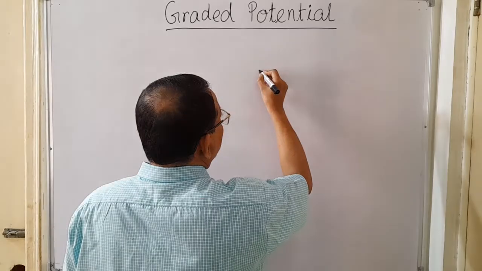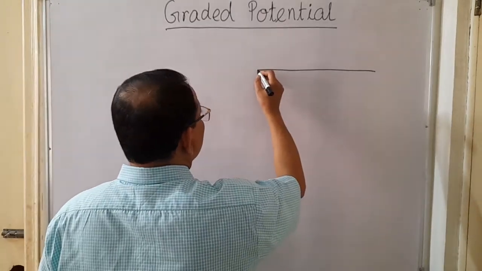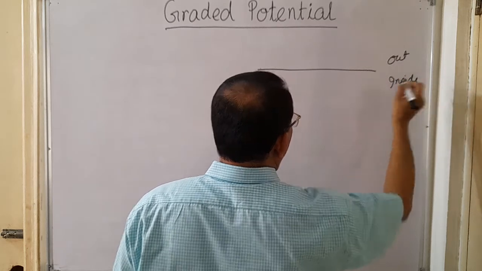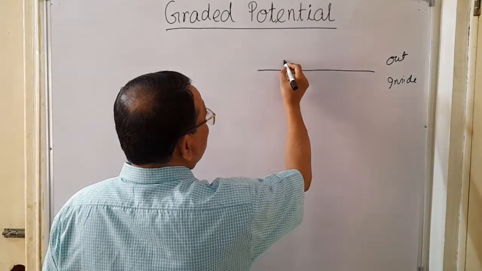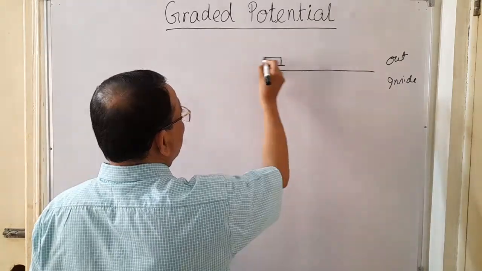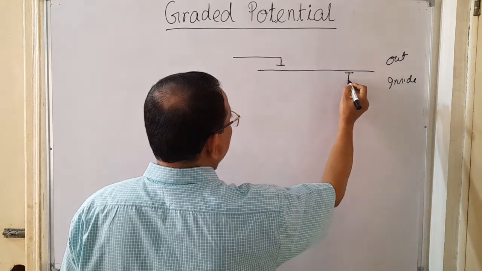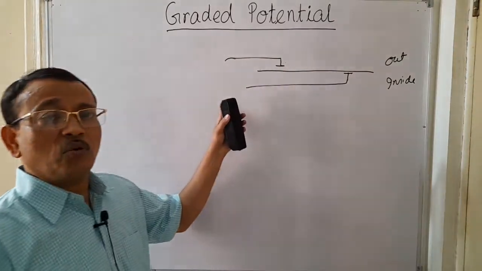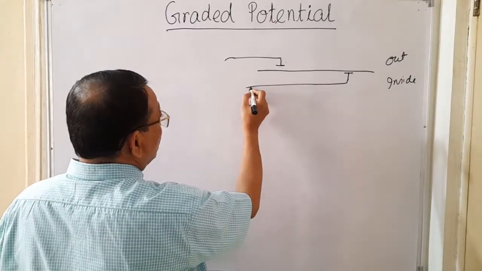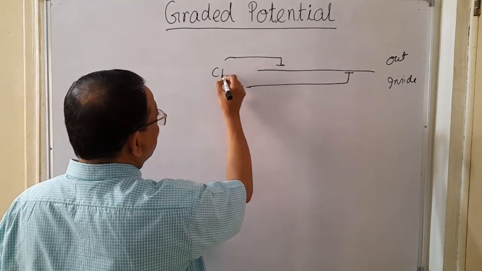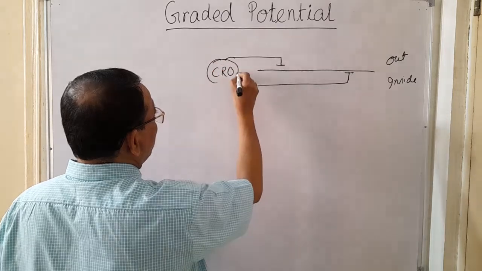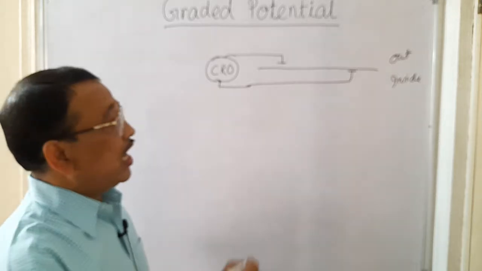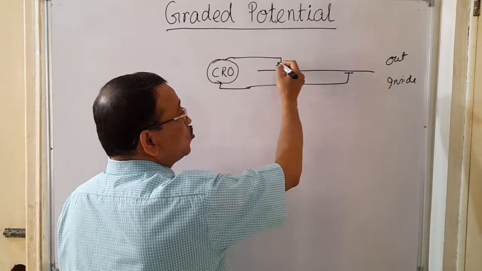So suppose this is again the cell membrane. This is the outside of the membrane and this is the inside of the membrane. Now, as I told, an electrode is placed on the outside of the membrane and another electrode is placed on the inside of the membrane, which is connected to the galvanometer. But here we have to record the membrane potential. So in this case we'll connect these two electrodes to a special type of instrument known as the CRO, cathode ray oscilloscope. So the two electrodes are connected with the cathode ray oscilloscope. These two are the recording electrodes.